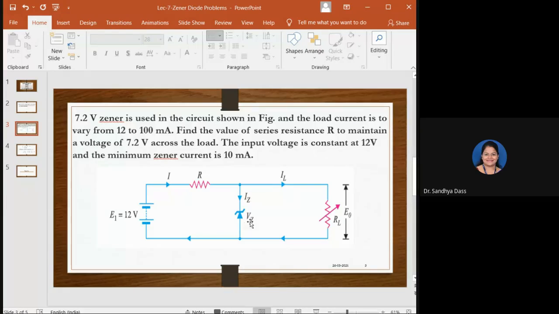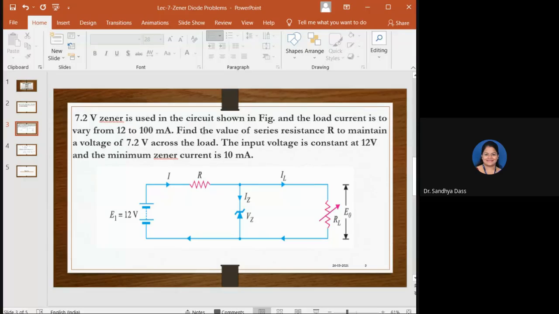Now tell me, to maintain constant voltage across the Zener diode, we want minimum RL, isn't it? So for RL to be minimum, what will be the value of IL? IL should be maximum and Iz should be minimum, according to our discussion. So can we substitute in terms of I there as Iz minimum and IL maximum?